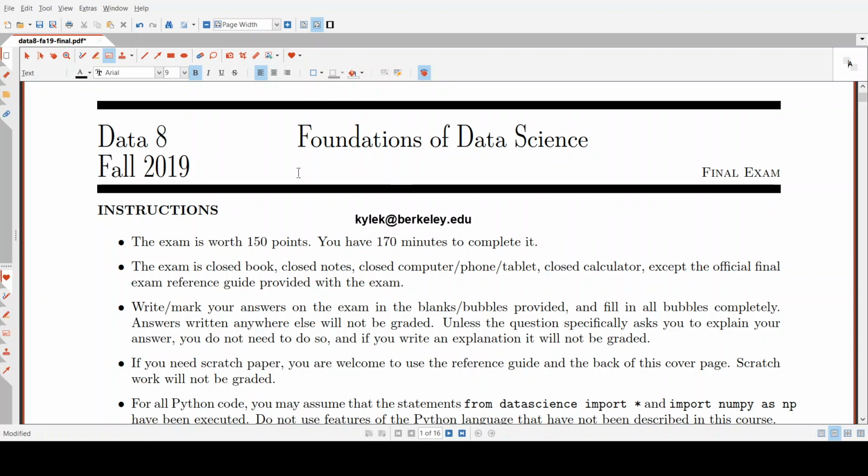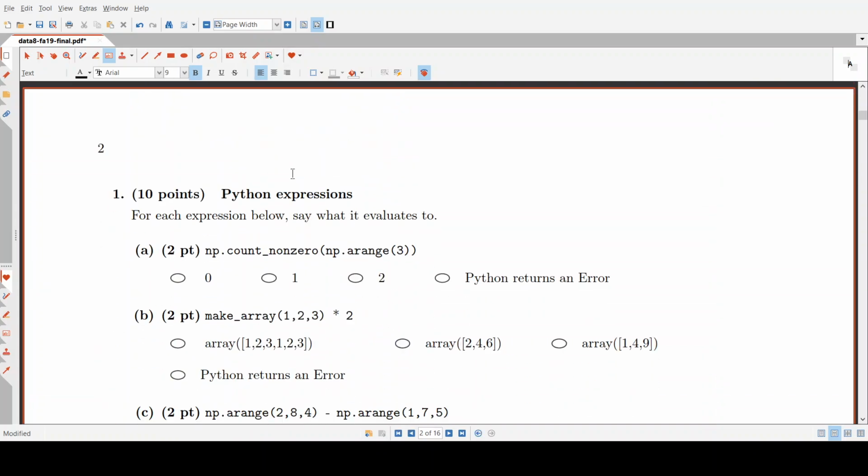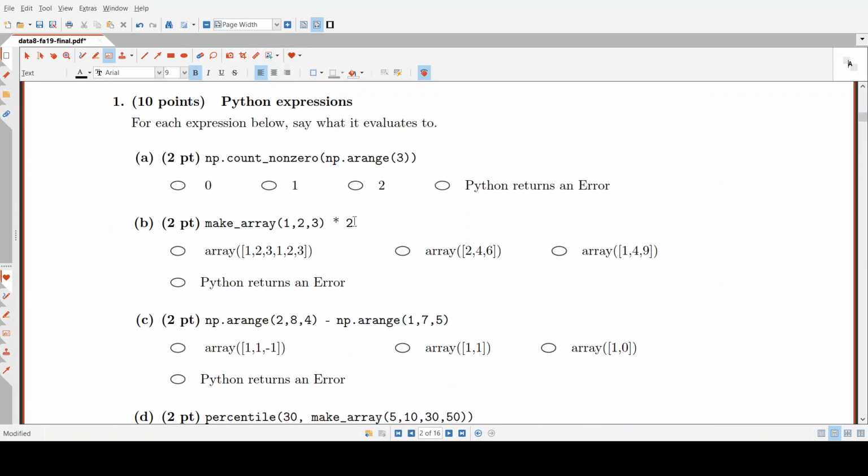Okay, so with that, we can move on to question 1. This question's about Python expressions. I'm not sure exactly how these types of questions will be on the online final, because we'll have the interpreter open with us. But regardless, I still think it's good to get some practice with it. So let's look at part A.